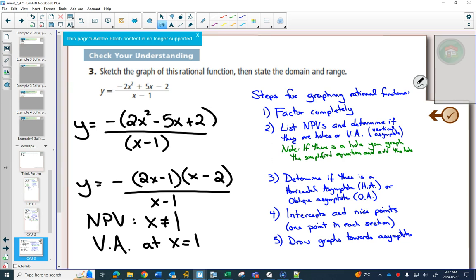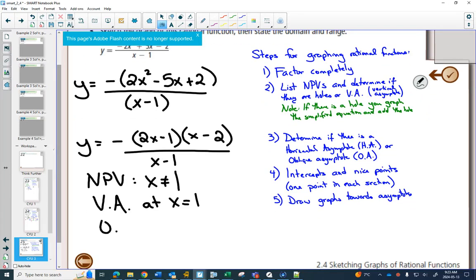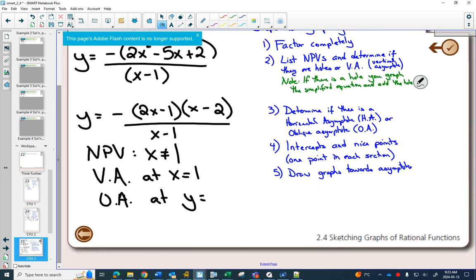Now, do we have horizontal asymptotes? No. This is the situation where the degree is bigger in your numerator, and when the degree is bigger in your numerator, you never have horizontal asymptotes. It didn't cancel out with a hole, so this is the example where we have an oblique asymptote. We're going to have a diagonal asymptote at y equals, and we have to figure out what that is.